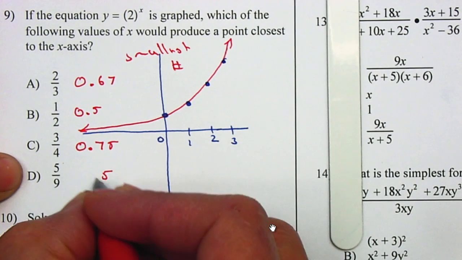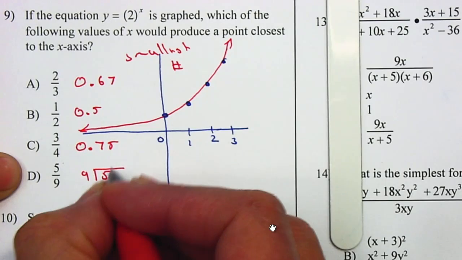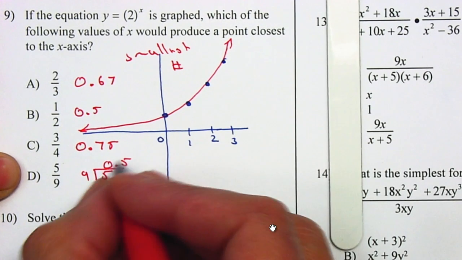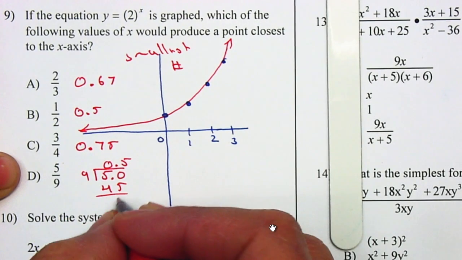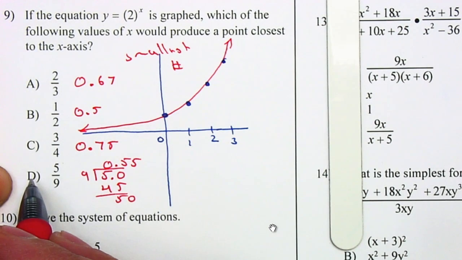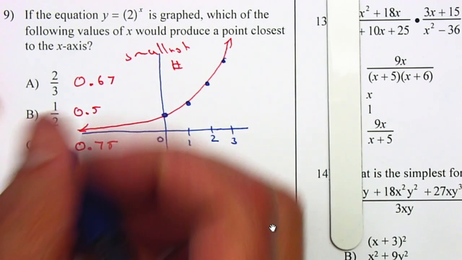So remember, the first number always goes inside. 9 goes into 5 0 times. 45. So 5. So B and D are very close together. So your answer is B.